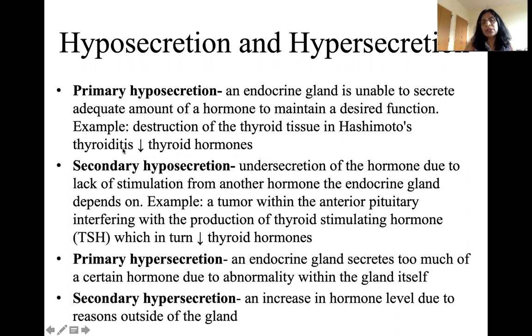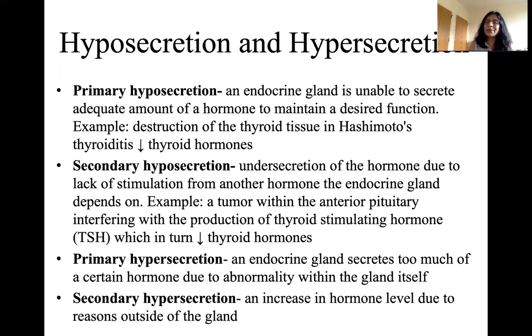Okay, so there are examples I have used here. Hashimoto's thyroiditis is where the thyroid gland is affected by the autoantibodies. Okay, so there is reduced thyroid hormone secretion. Whereas in secondary hyposecretion, let's think that there is a tumor in the pituitary gland, that is where it's not able to release TSH in the normal levels, and therefore it's not able to stimulate the thyroid as much to make its hormones T3 and T4.